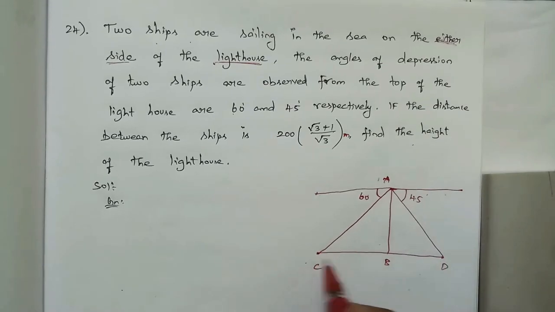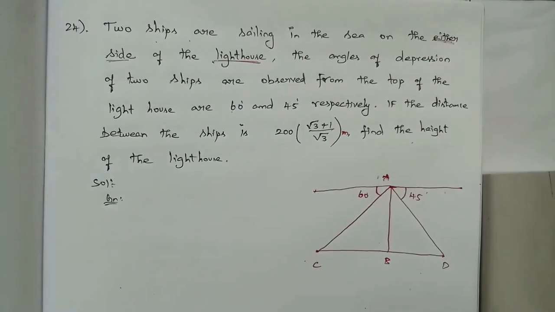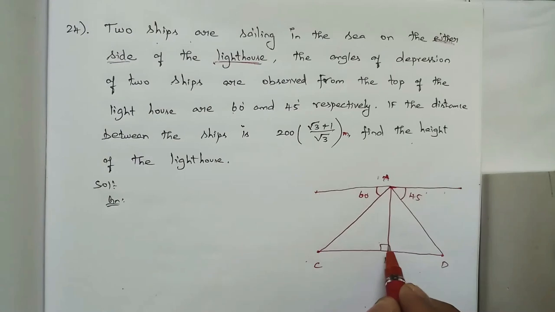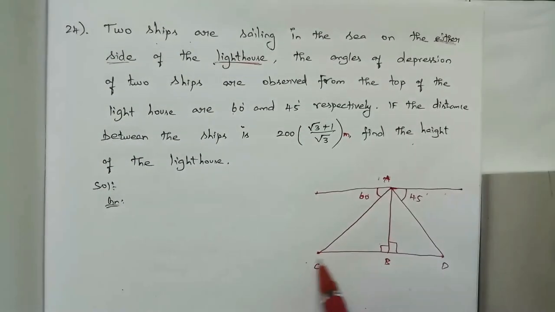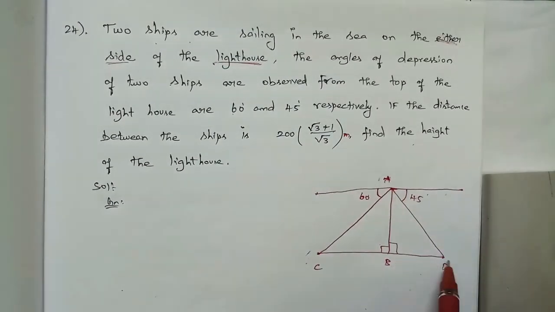I'm just joining the points B and C and D, right? Now we got two right angle triangles. See, this is the vertical line in the middle, and this is also a right angle, and this is also a right angle. Now we got two right triangles. One is in the middle: ABC is a right angle triangle, and the other right angle triangle is ABD, right?